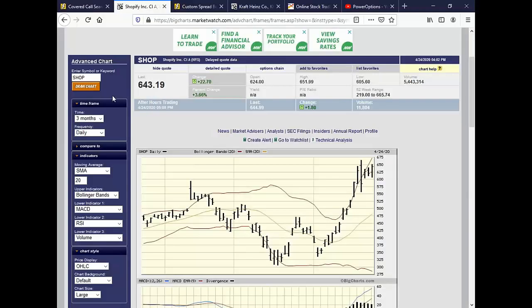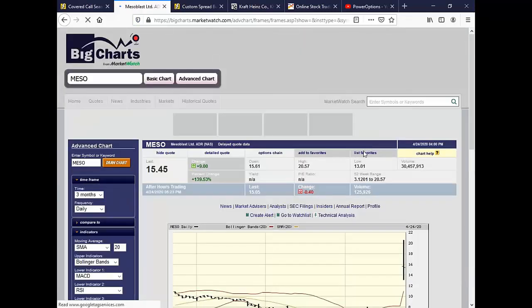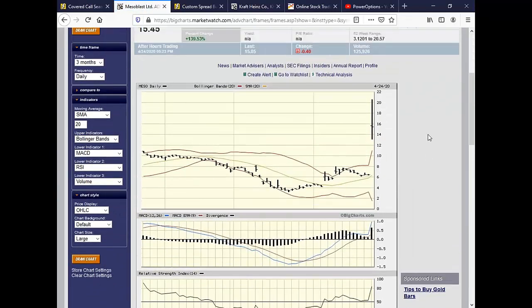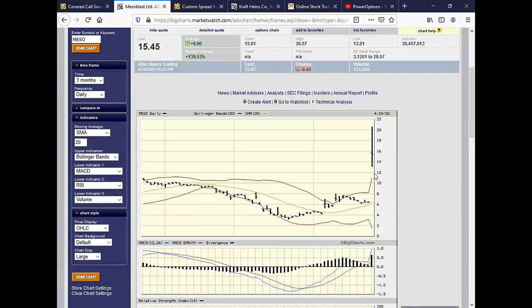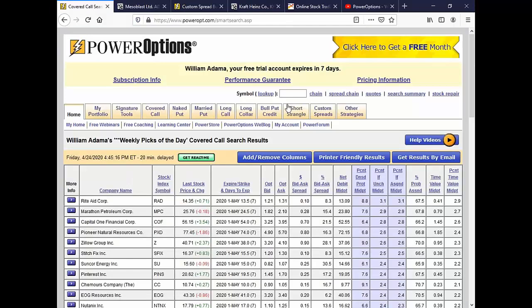So let's just take a look back to the chart here, MESO. We'll keep my 3-month chart, my other criteria there as well. Oh, goodness gracious. So what is MESO anyway? ADR, okay. So yeah, it looks like they had a huge jump today from 6 to 20. 20 at the high, and then pulled back down to 16. Still good. Fantastic position. Is this optionable, though? Let's take a look.